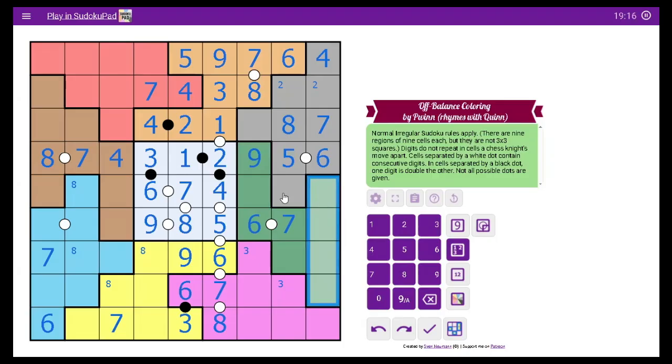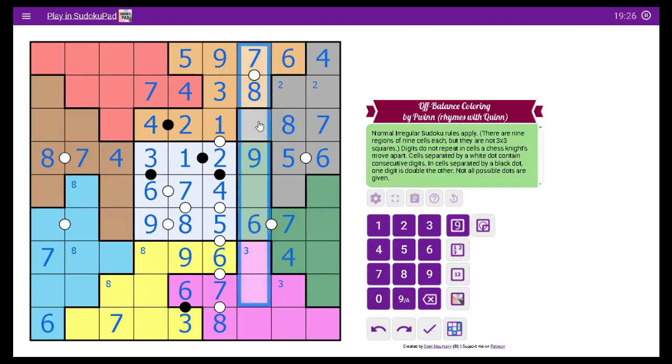The 4 needs to belong in this dark blue region, so it must belong there. Okay, now the 4 needs to go in the column, and it can't go here, or here, or here, or here by knight's move, so it is there. It's good. What else can we do?